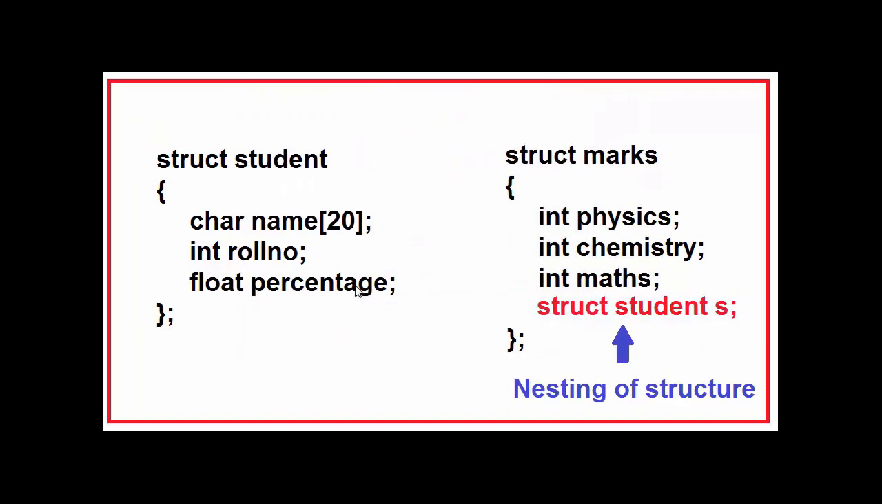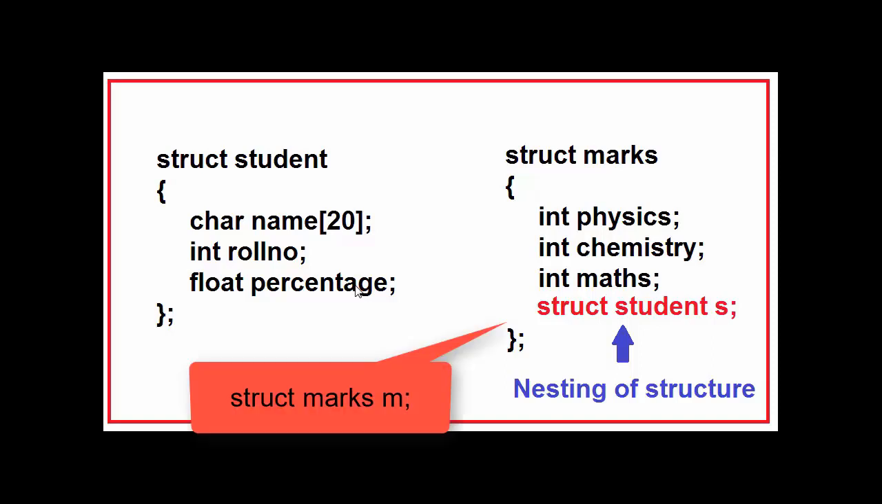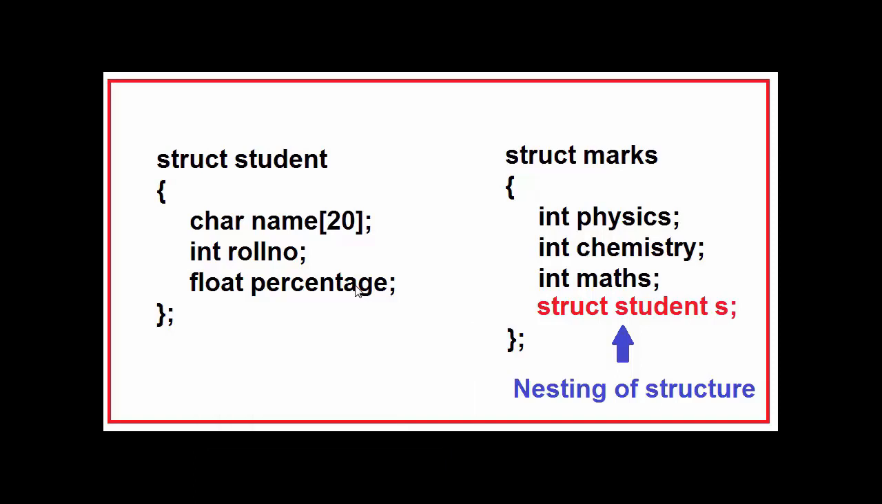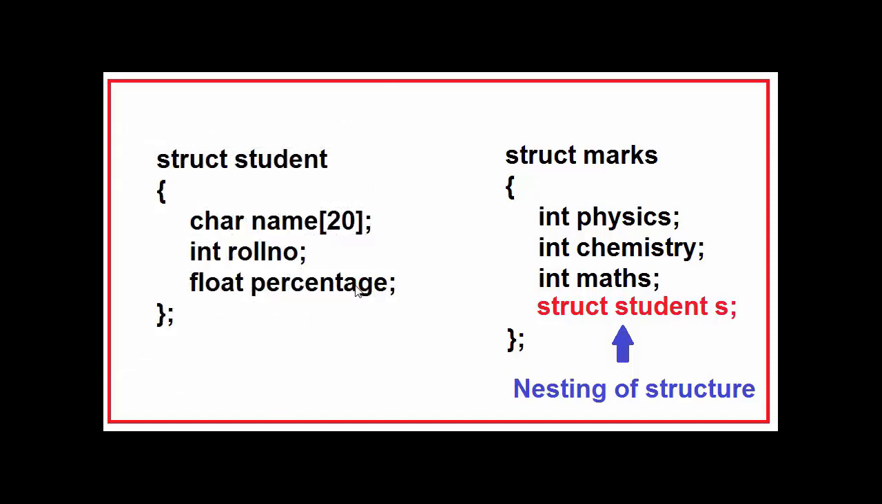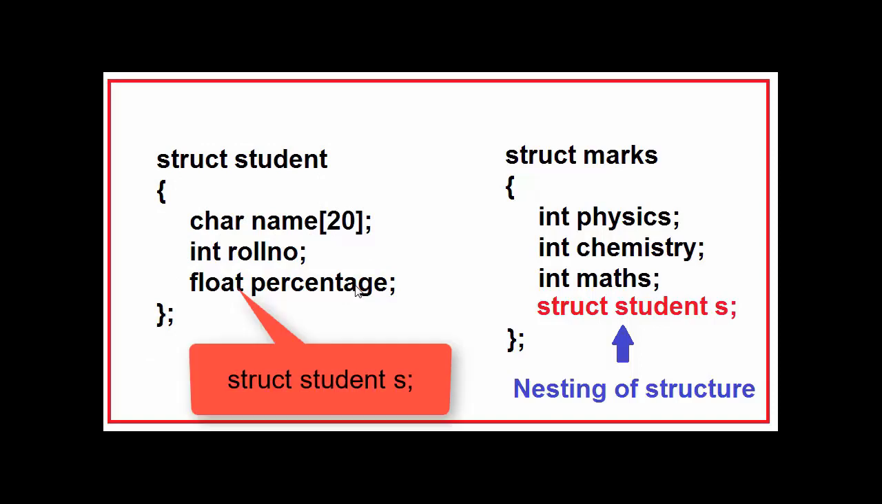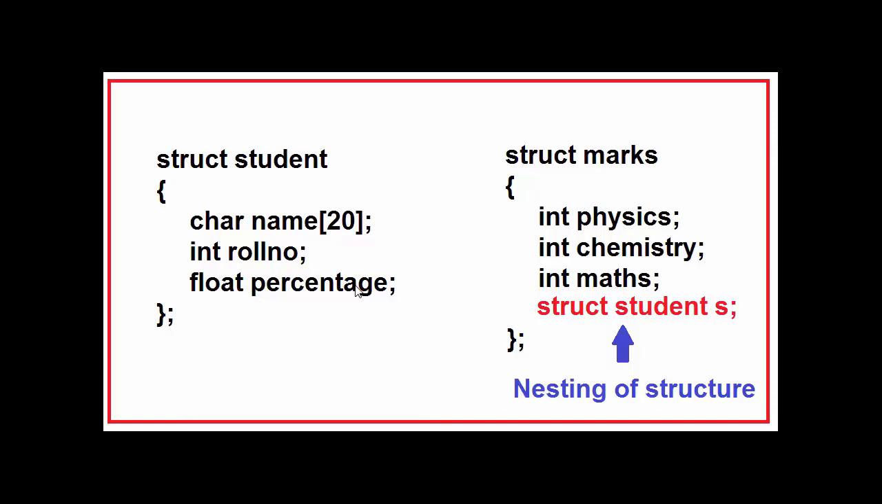We know that using a marks structure variable we can access marks structure data. Consider our marks structure variable is yum. Then by using yum.physics, yum.chemistry and yum.maths we can access marks structure data. But by using the student structure variable, say yes, we cannot do so.